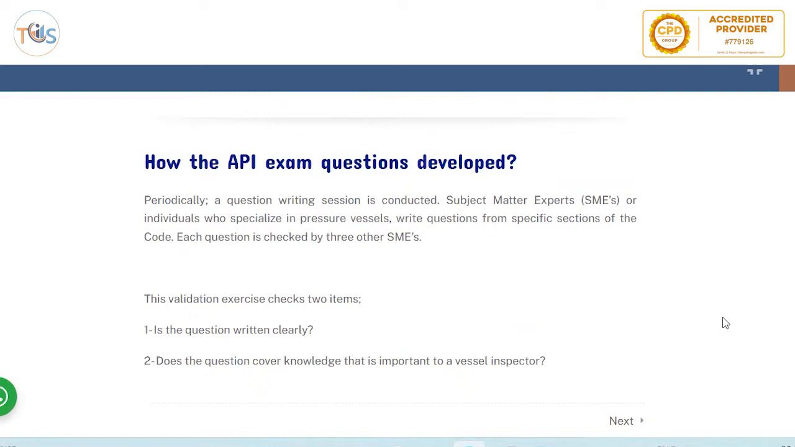Normally, a question is designed by a subject matter expert, SME, and is checked by 3 other subject matter experts by API. And this validation exercise actually checks 2 items. Is the question written clearly, and does the question actually cover the knowledge that is necessary or important to a pressure vessel inspector?